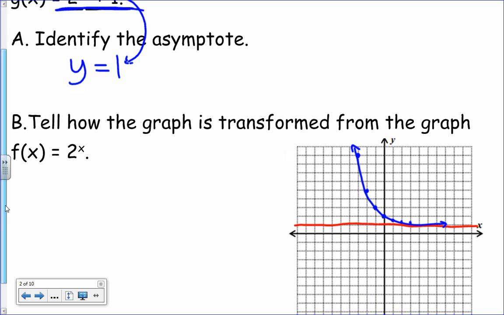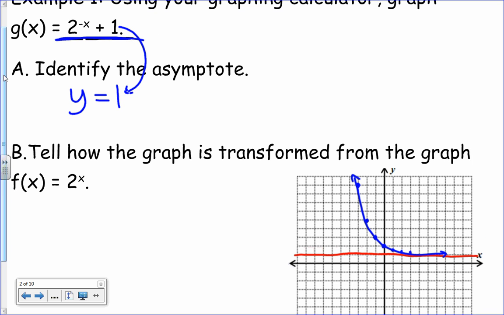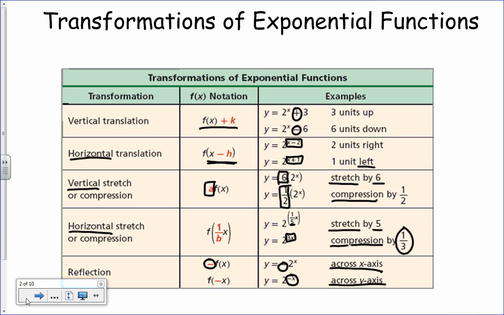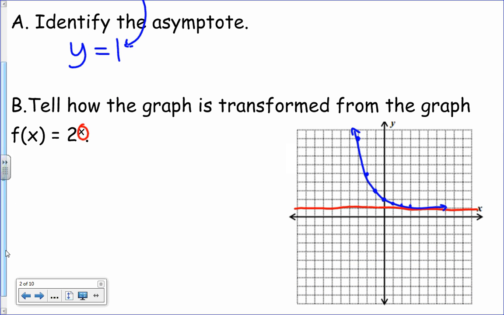Now, part B says, tell how the graph is transformed from f of x equals 2 to the x. All right, so here's the deal. Up here in the exponent, we have a negative. So negative is a reflection. If it's in the exponent, if you look back at the page before, the negative in the exponent is a reflection across the y-axis. So we would say right here, the first thing that is happening is a y-axis reflection.